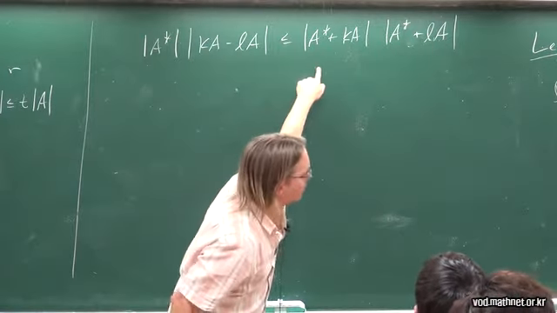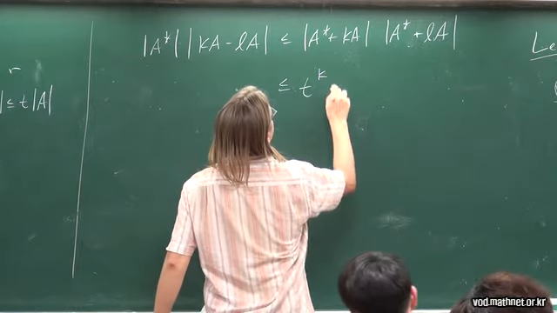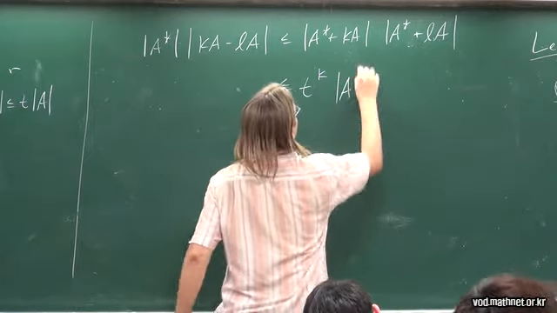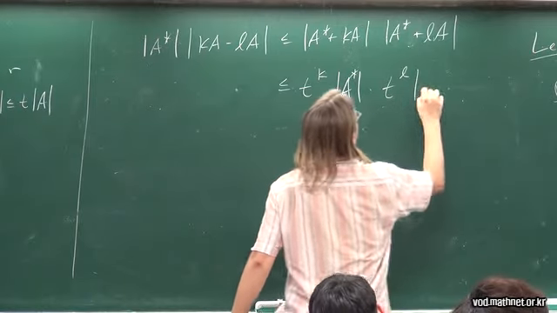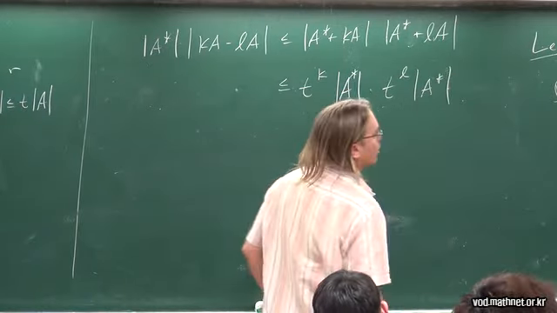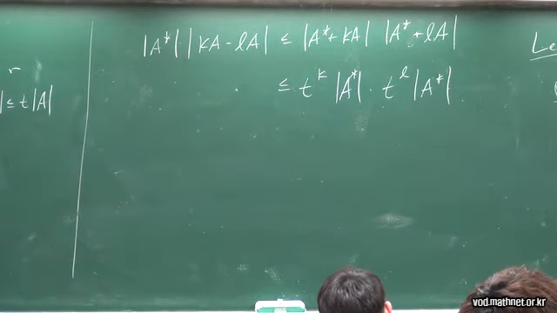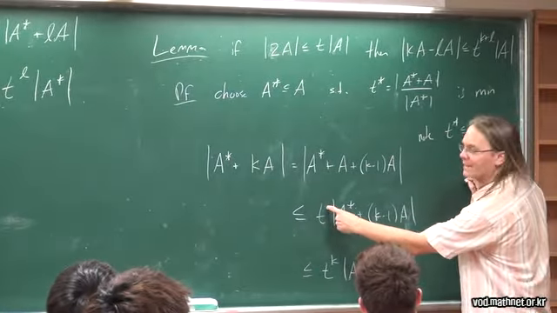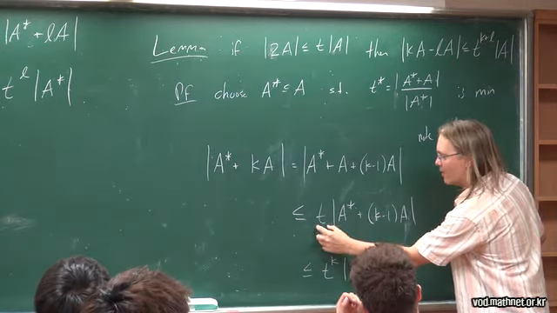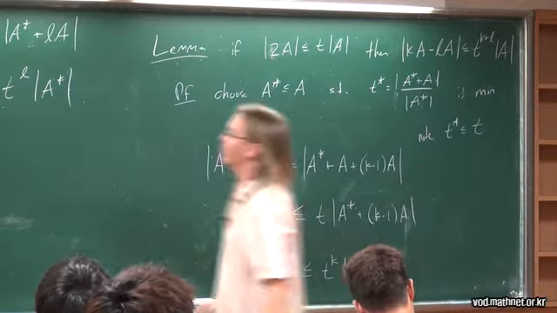Right, so that's Ruzsa's triangle inequality for us. But now I've just seen how to bound these things. This is at most T to the k times the size of A star, and this one is T to the L times the size of A star. Oh, sorry, these T's should have been T stars. But T star was less than T, so this is still true. It was true with T star, but it's even more true with T, and same with this. So I can dispose of that.